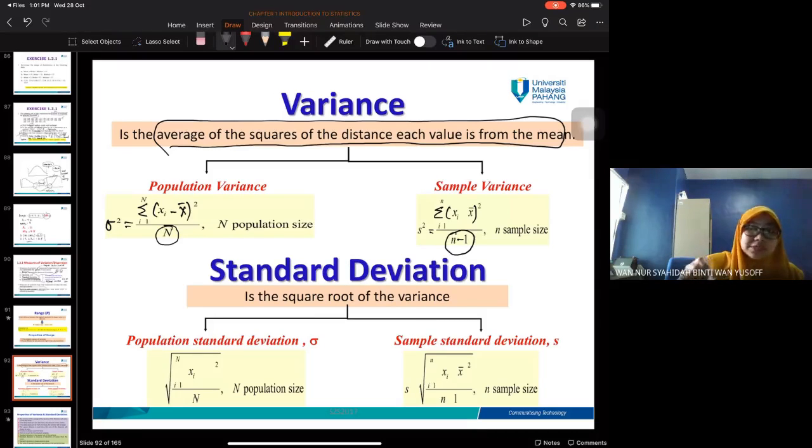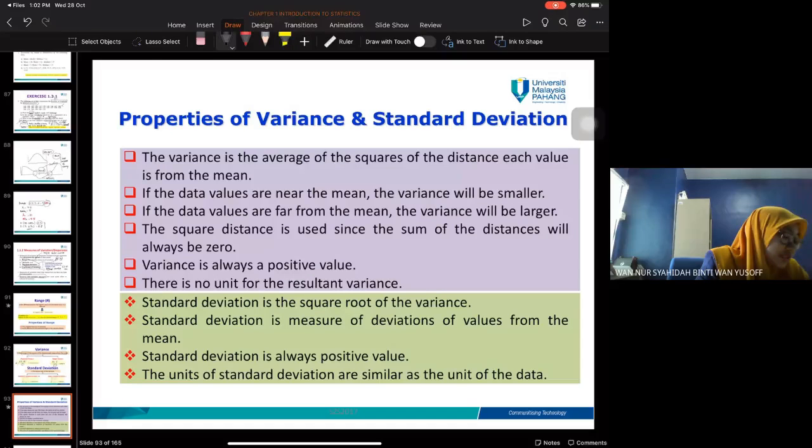Okay, but when we have a single value, it is about the average of the square of the distance of each value from the mean. So standard deviation is just the square root of the variance. Okay, so properties of the variance and standard deviation. Variance is always positive, standard deviation is always positive. There is no negative value for both.